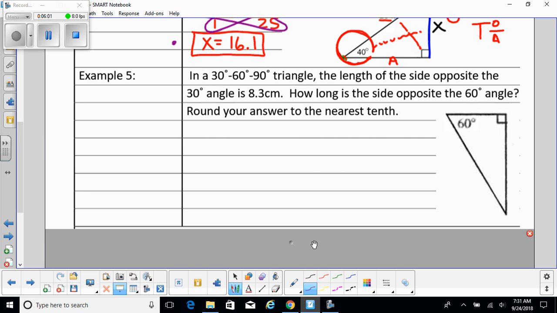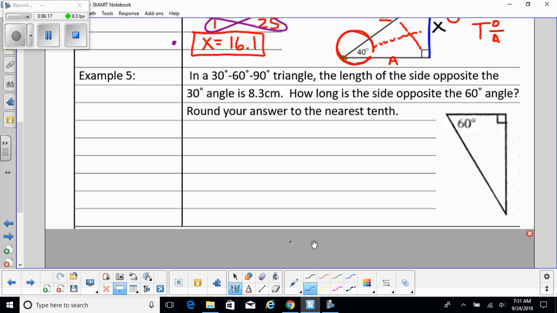All right, the last one here. This is what we call a 30, 60, 90 triangle, and it says the length of the side opposite the 30-degree angle is 8.3 centimeters. How long is the side opposite the 60-degree angle? Round your answer to the nearest tenth.